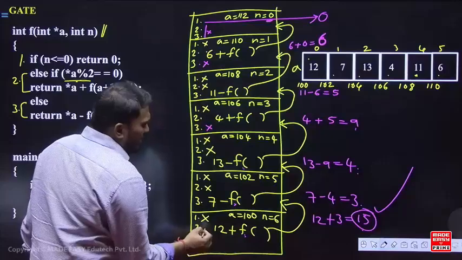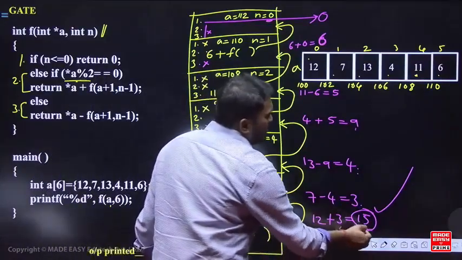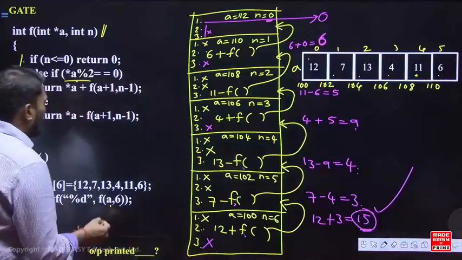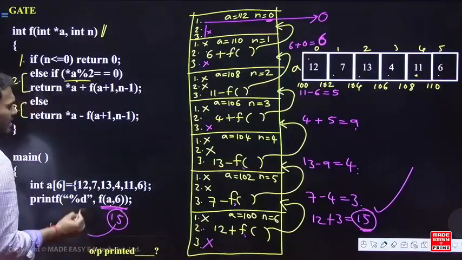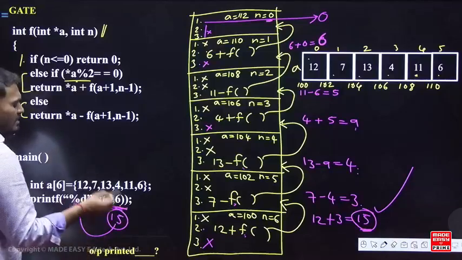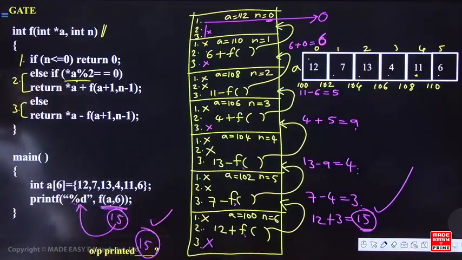The main function. Here the return happens from the second statement, so the third will not run. So this is returned to the main function, and in the main function this function returns 15, which is taken care of by percent d, and percent d will print it on the screen. That is 15. Is that clear? So that is the answer.